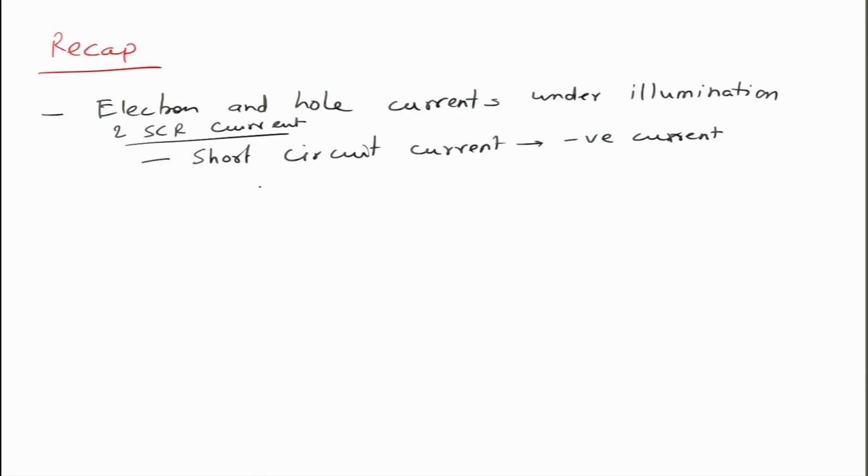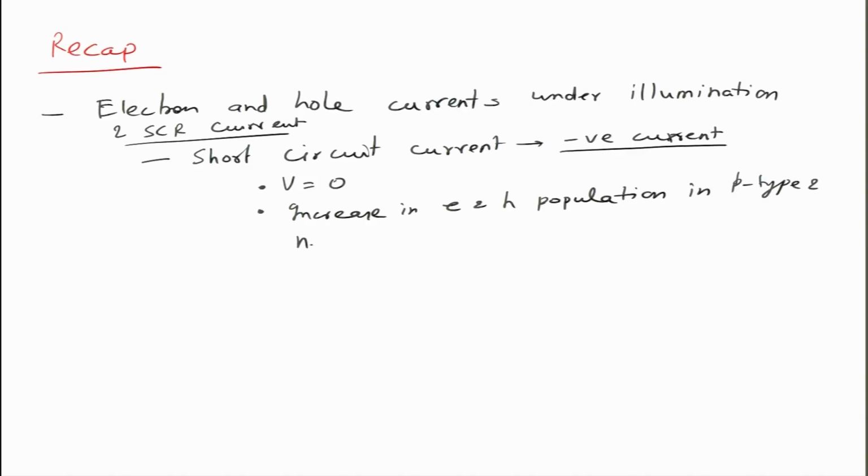and what it meant was that under short circuit your V was equal to 0. So this was short circuit condition when the current you get is negative, and that is mainly because of increase in electron and hole population in p type and n type semiconductors, right. So as a result you get the current which you do not get in forward current when you apply a bias. So essentially you get a negative current.